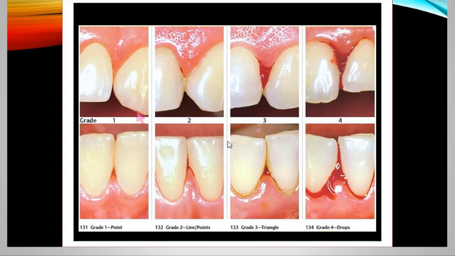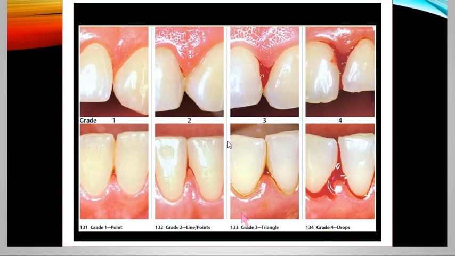So this is a grade 1, and you can see it's point bleeding. See that little point of bleeding here? Grade 2 is line bleeding. You can see how it starts to bleed down the line of the tooth, the blood does. This is triangular bleeding, and this is droplet blood.